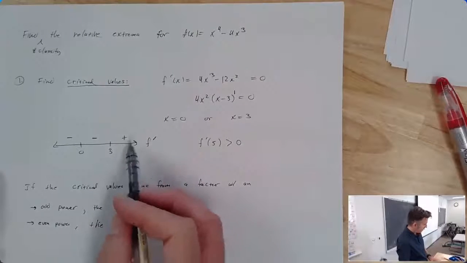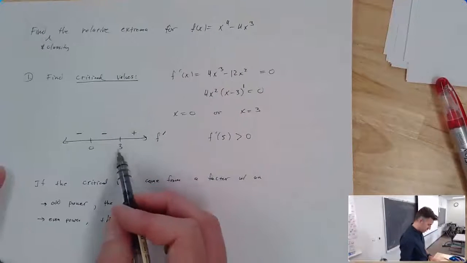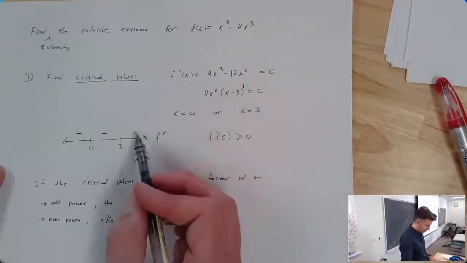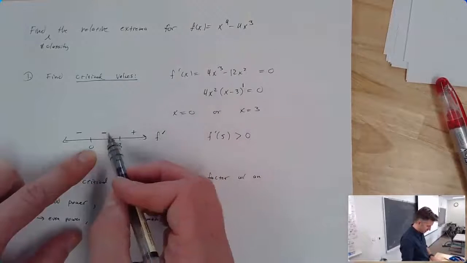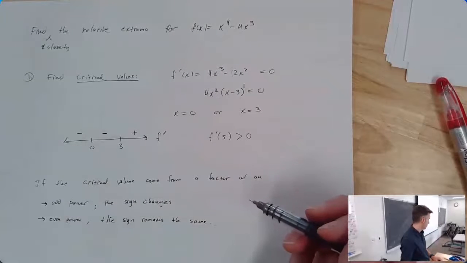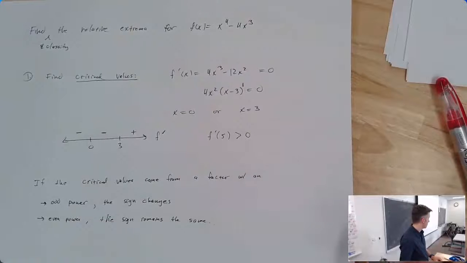So we started over here as far right as possible. The 3 came from a factor with an odd power, so the sign changed. And then the 0 came from a factor with an even power, so the sign stayed the same. It doesn't matter how many factors we have, if we can find the number that makes it positive, everything after that for that factor is positive.